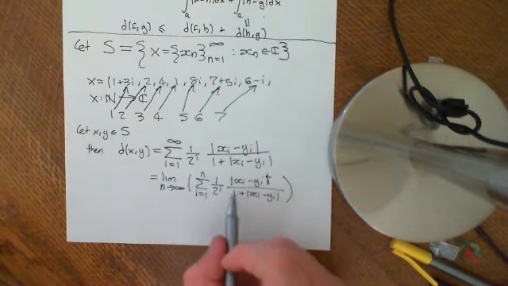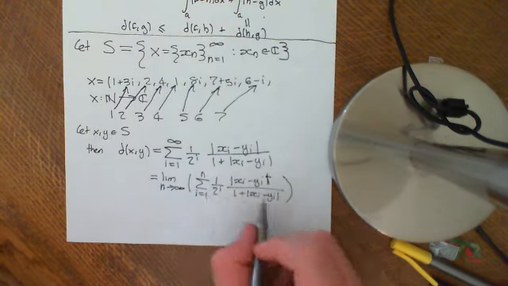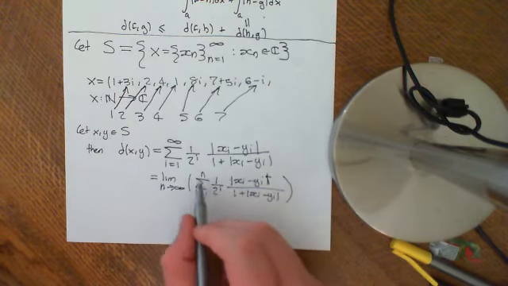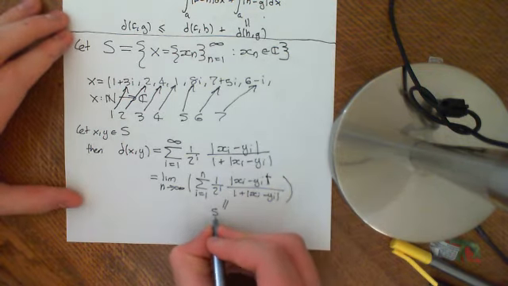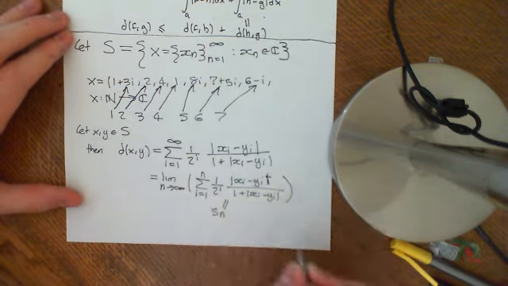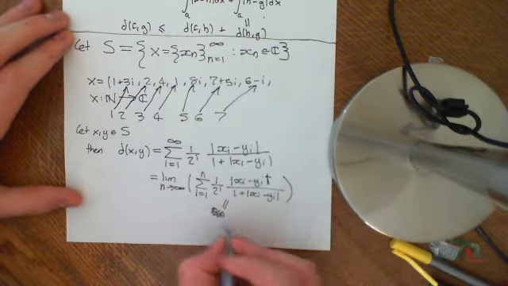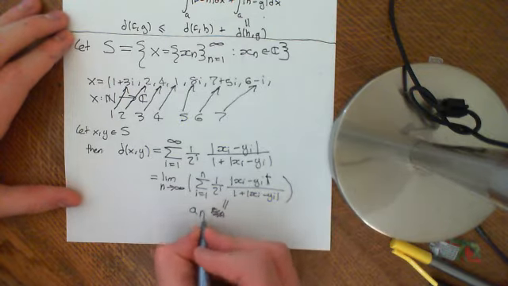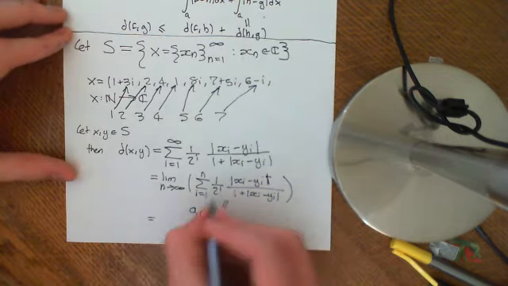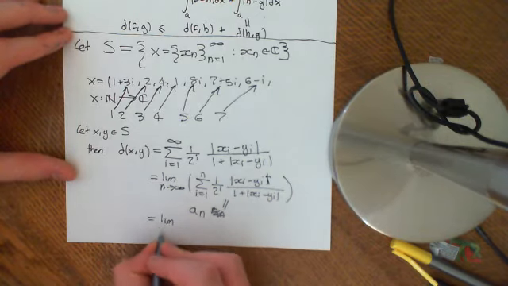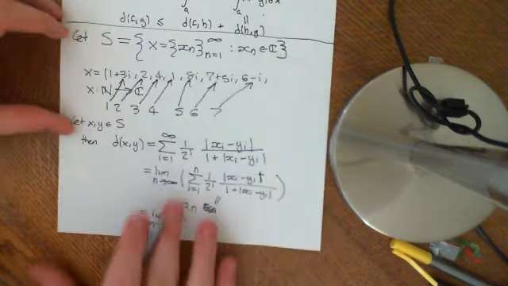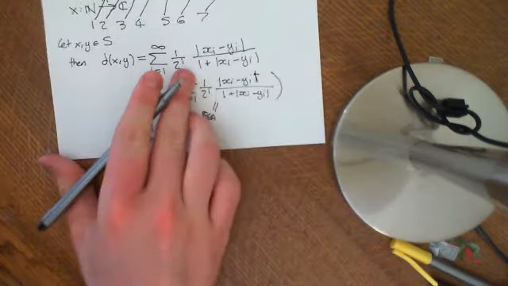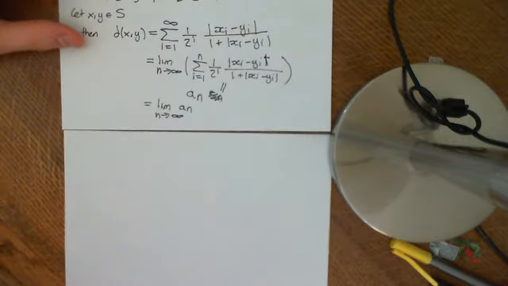Let's call this sequence of partial sums An, since we haven't used A for anything. So it's the limit as n approaches infinity of An. The first thing to say is that this sequence is monotonically increasing.